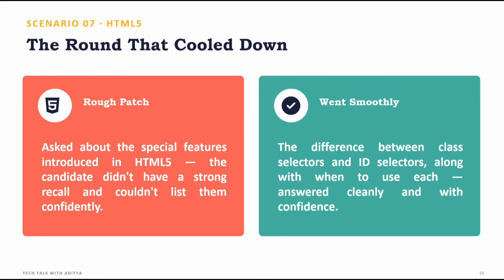He asked about special features that were introduced in HTML5. The candidate did not have a strong understanding of those features and could not recall them on time. But one question that went well for the candidate was the difference between the class selector and the ID selector along with their use cases. And finally, the relief. After almost 1 hour of questions, the interview finally came to an end.